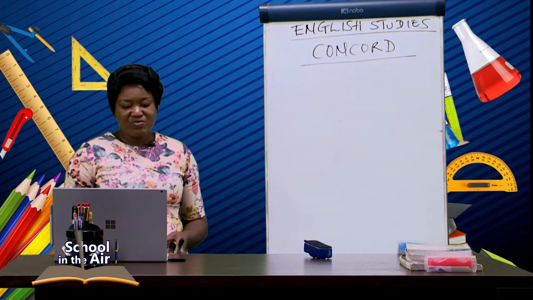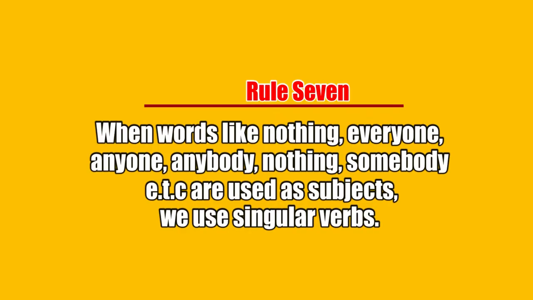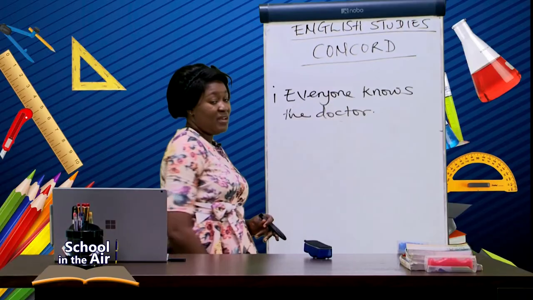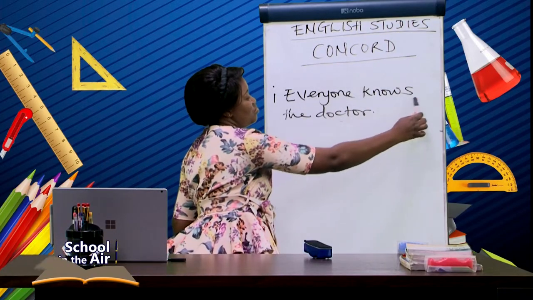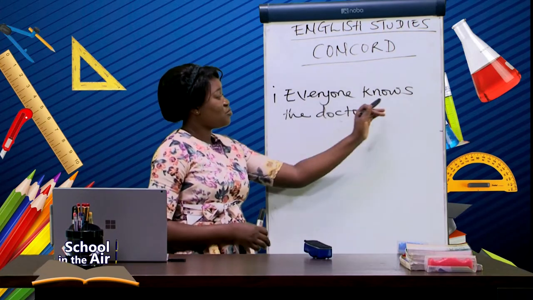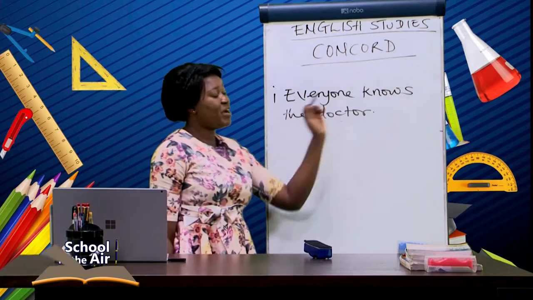We'll now look at the last rule for today, which is when words like nothing, everyone, anyone, anybody, somebody, and so on and so forth are used as subjects, we use singular verbs. Take for example, everyone knows the doctor. Everyone here is singular, and that's why we have used knows. For the mere fact that we use everyone, everyone is not being specific. So that is why it must take a singular verb.